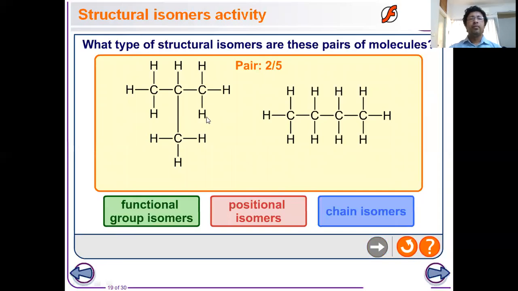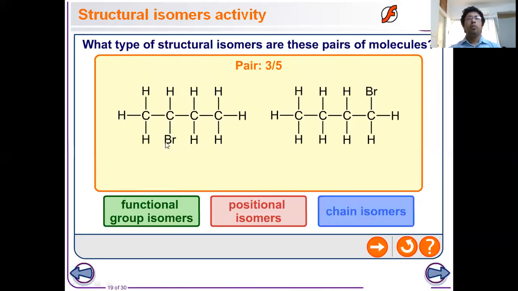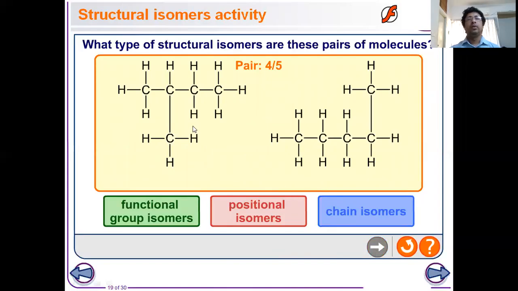Next, these two are isomers, no doubt. Their molecular formulas are the same, but one is a straight chain, another is branched. So it will be chain isomers. This one, the position of the bromine atom is different. So it will be positional isomers. These two are branched, and here we can see these are chain. Chains are different. It does not look the same. So it is chain isomers.